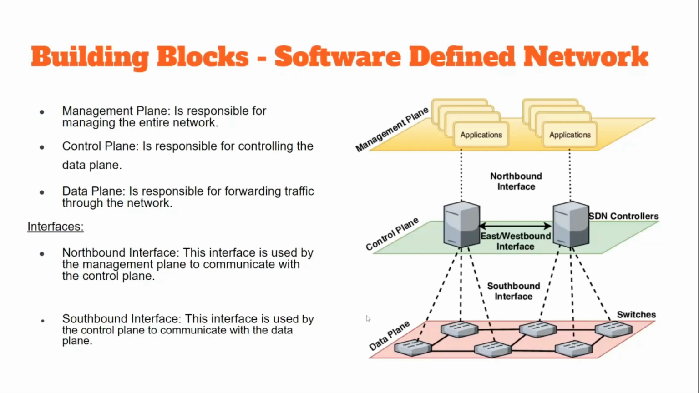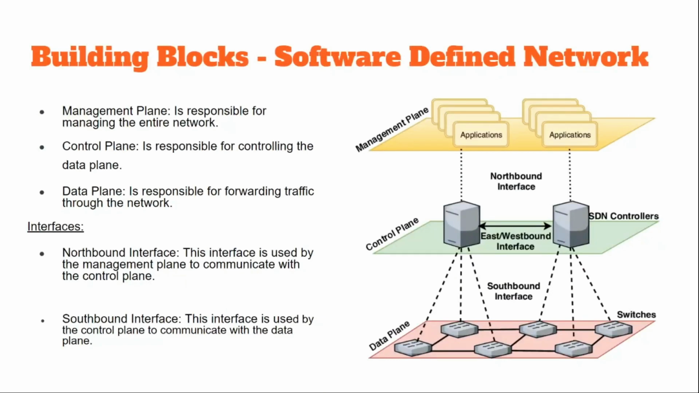So as you can see, in between the data plane and the control plane, we have this southbound interface. Now, the southbound interface helps in the communication between the data plane and the control plane. An example for the southbound interface is the OpenFlow protocol, which we'll be looking into in detail later. So this protocol helps in the perfect communication between the control plane and the data plane.